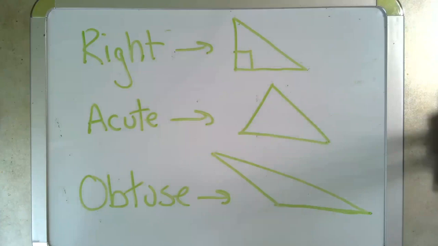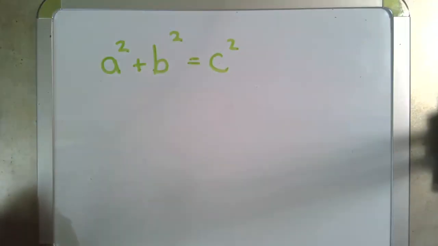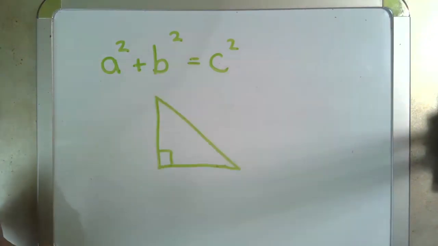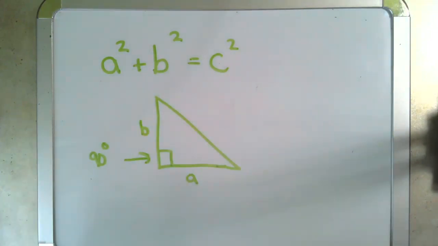Now, let's take a look at the Pythagorean theorem, which says that when you have a right triangle, so that is a triangle with a 90-degree angle, then if your legs are A and B, and your hypotenuse, which is defined as the side opposite the 90-degree angle, is C, then the following relationship is always true: A squared plus B squared equals C squared. So that right there tells you how to identify if a triangle is a right triangle.